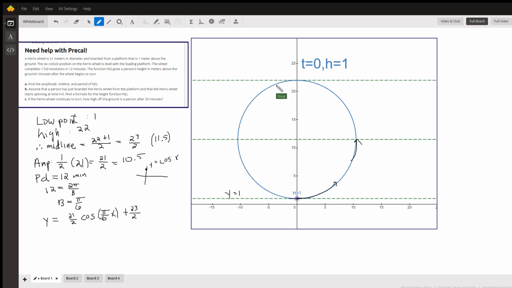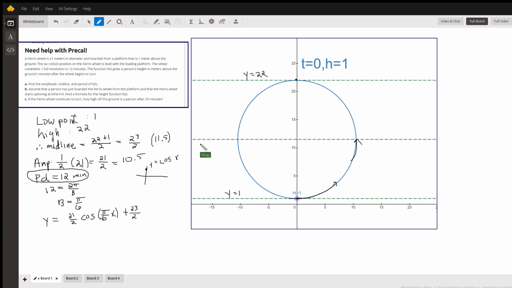And it takes 12 minutes to complete one revolution. That's like the period, 12 minutes, and then it starts all over again. So this is like a periodic function. It'll take 6 seconds to get to the high point. And since the diameter of the Ferris wheel is 21, 1 plus 21 tells us that the high point is at 22.